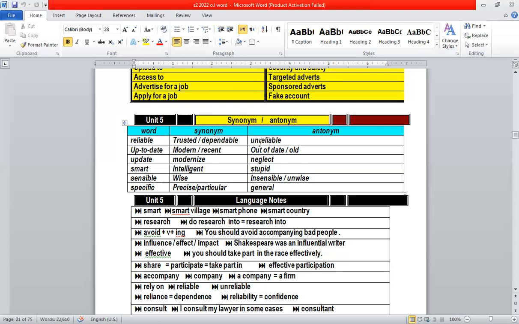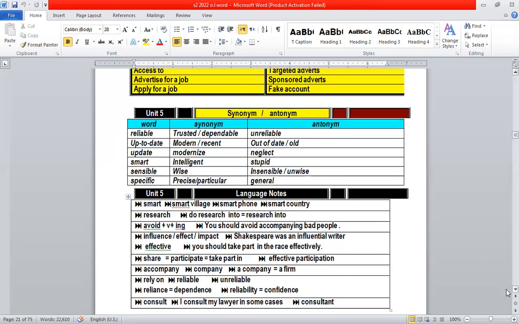What's the antonym, or the opposite, of reliable? Unreliable, with the prefix un. Up to date means out of date. The opposite of up to date is out of date or old. We say old fashioned. Update, the opposite is neglect. Smart, the opposite is stupid. Sensible, the opposite is insensible, prefix in, or unwise. Specific, the opposite of specific, of course, general.